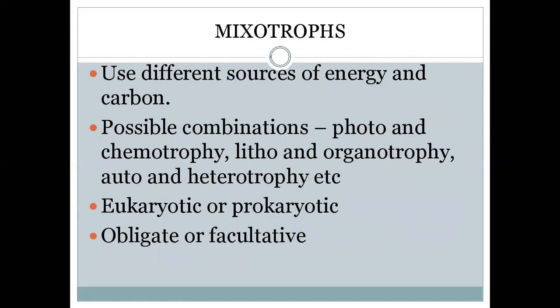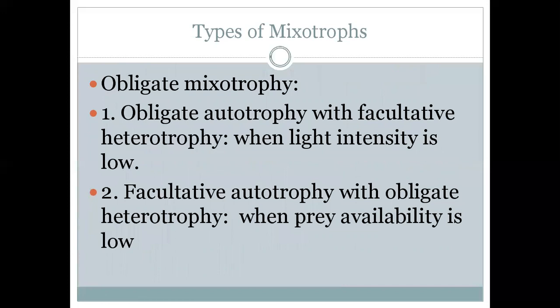And the last one is mixotrophs. They use different sources of energy and carbon. Possible combinations are photo and chemotrophy, litho and organotrophy, auto and heterotrophy, etc. The organisms involved are eukaryotic and prokaryotic, and it can be obligate or facultative. Obligate means compulsory nutrition, and facultative means it is not compulsory.